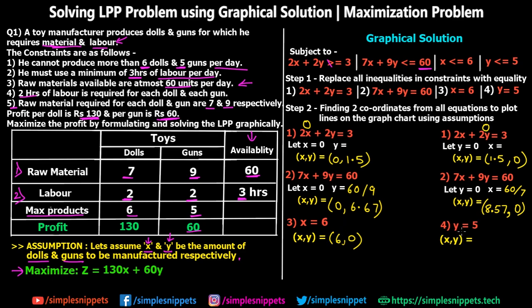Similarly, when we talk about y equals 5, it's a perpendicular line to the y-axis and parallel to the x-axis, and it passes through 0, 5. You'll see that in the graph in a minute. Now that we've found all the points, let's plot the lines on the graph. That's the next step, step number 3.